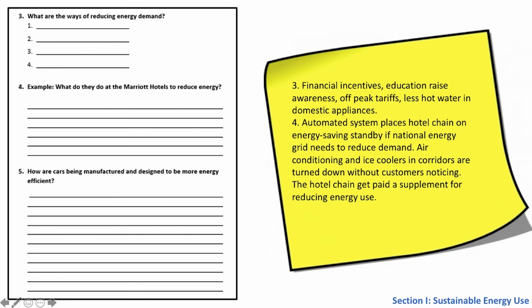Hotels, such as the Marriott Hotel, so looking at question 4, have made changes themselves. So, for example, they are on standby to reduce their energy if the national grid requires them to do so. They can also reduce their air conditioning in the corridors when the clients don't notice. So if you're staying at a Marriott hotel, you might notice that there's air conditioning in the corridors during the day, but that might cease late into the evenings when most people are in their rooms.